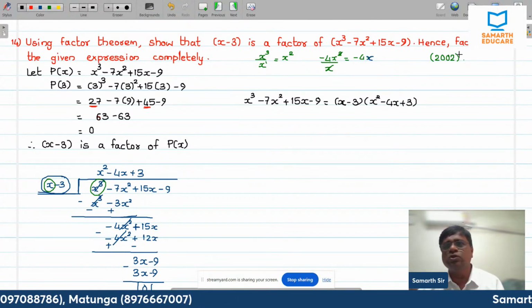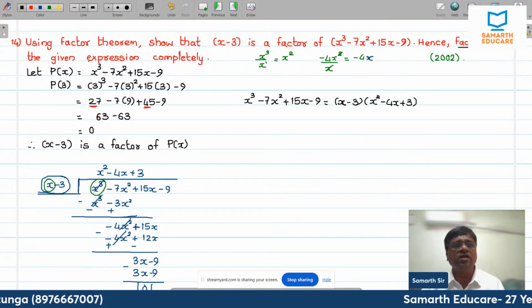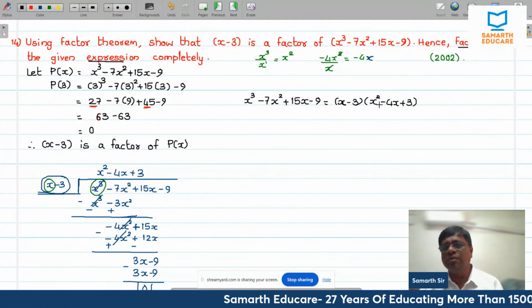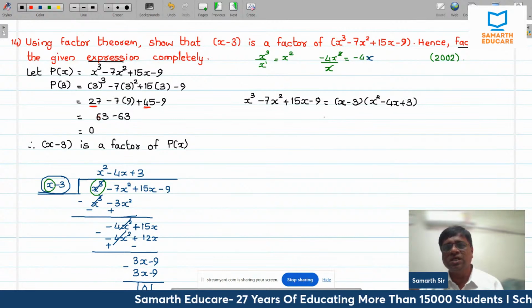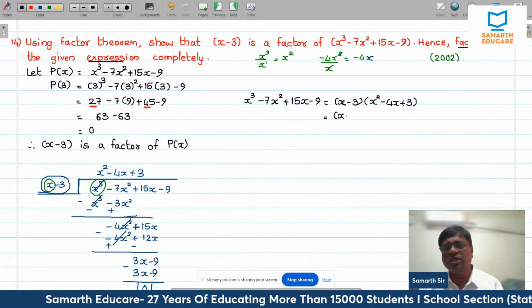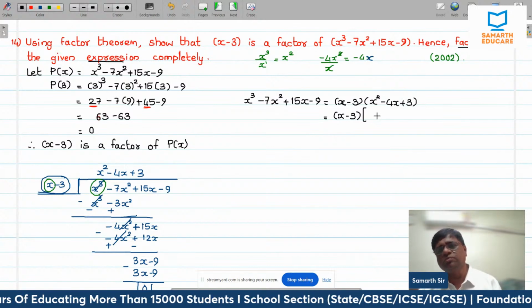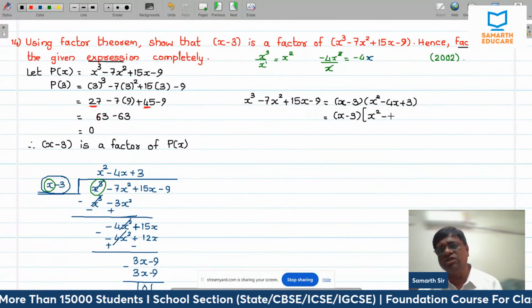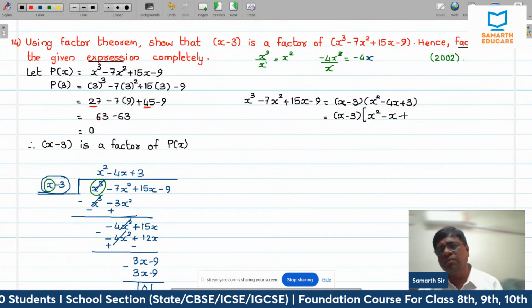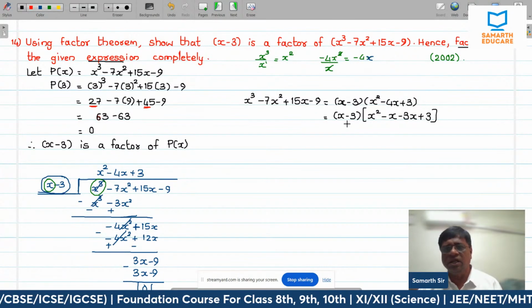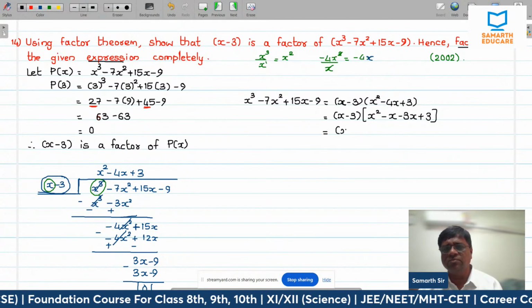No, the answer is no, because here he says hence factorize the given expressions completely. It is no, because here there is a quadratic factor. Once again we have to use the factorization method that we learned in the quadratic equations part. So the factors of 3: x square minus x minus 3x plus 3.